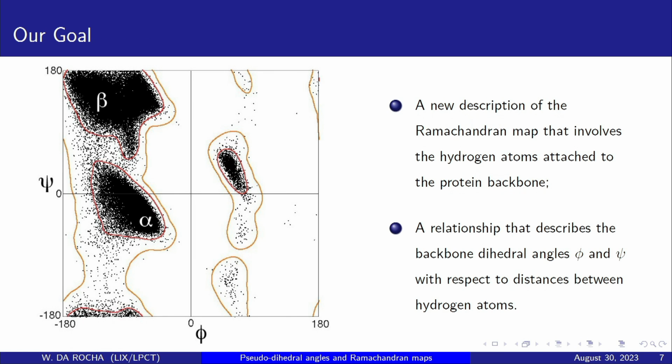And then what's our goal? Our goal is to try to construct a new Ramachandran diagram, a Ramachandran map, trying to avoid this discontinuity in the beta region. And to do that, we are taking into account the hydrogen atoms that are attached to the backbone. And the other goal is to try to describe these phi and psi dihedral angles with respect to hydrogen distances.